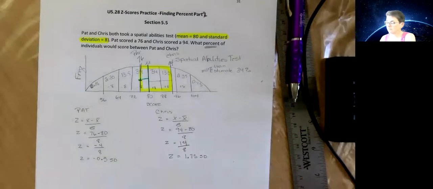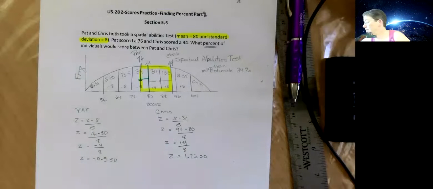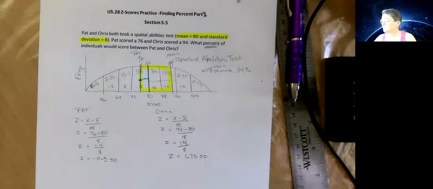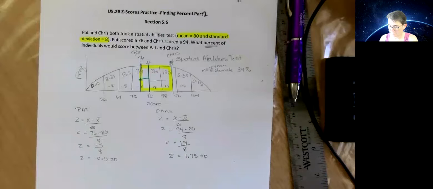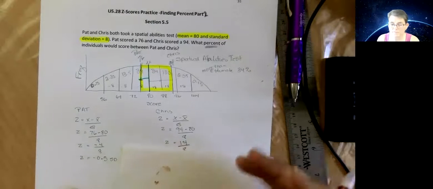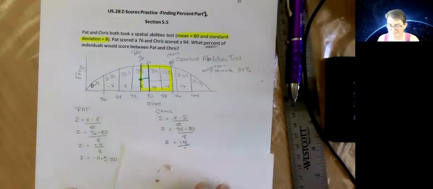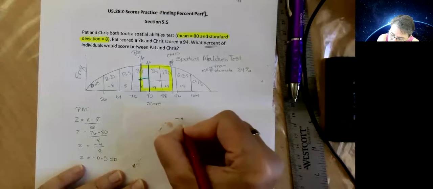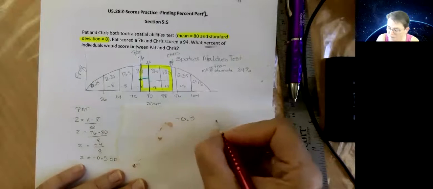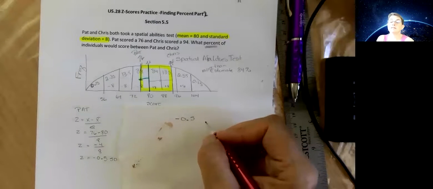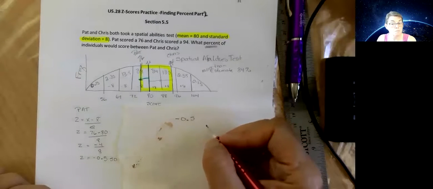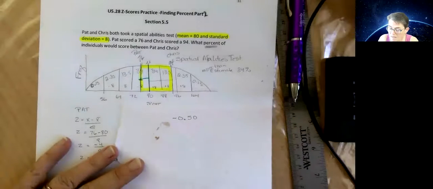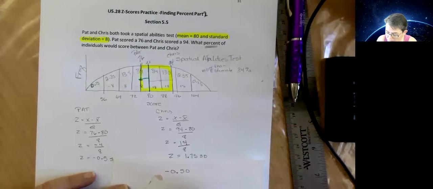So, hold on, I need to get a fresh piece of scrap paper here. Negative 0.5. Okay, remember we need 2 decimal places for standard deviations. So we can add these. Add a 0 there. And the other one was 1.75.